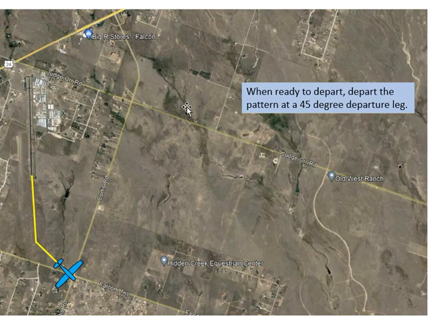And when you're ready to leave the pattern, whether it's a low approach or a touch and go, usually you're going to depart at a 45-degree angle and depart the pattern and make your appropriate radio call. We call that a 45-degree departure leg. Again, you've got to refer to your chart supplement, see if they dictate what direction or what kind of departure to fly. But all things being equal, you want to do a 45-degree leg away from traffic.